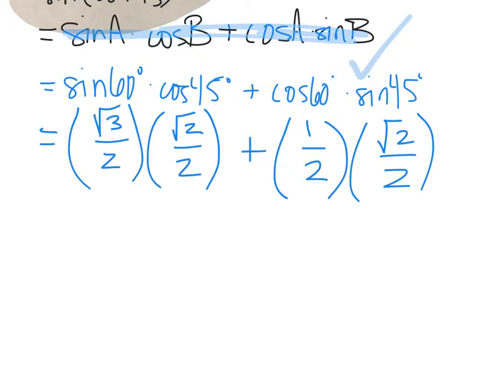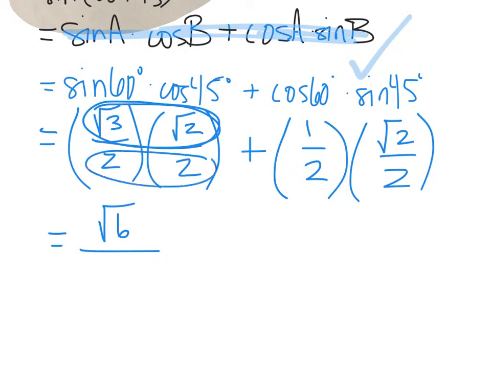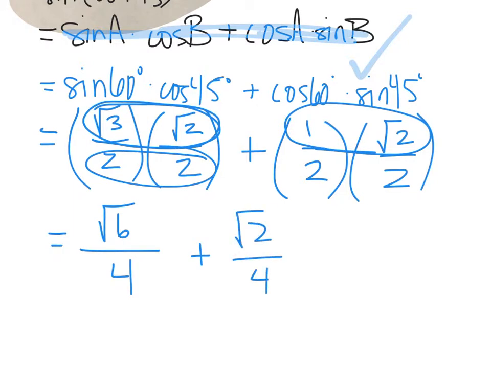So now we get to do some fractional multiplication. When we multiply fractions, we do top times top. Radical 3 times radical 2 is radical 6. And bottom times bottom is 4. Then over here, top times top, and bottom times bottom is that.